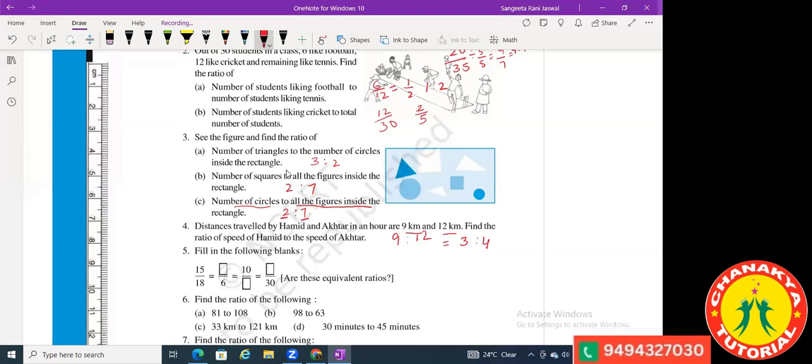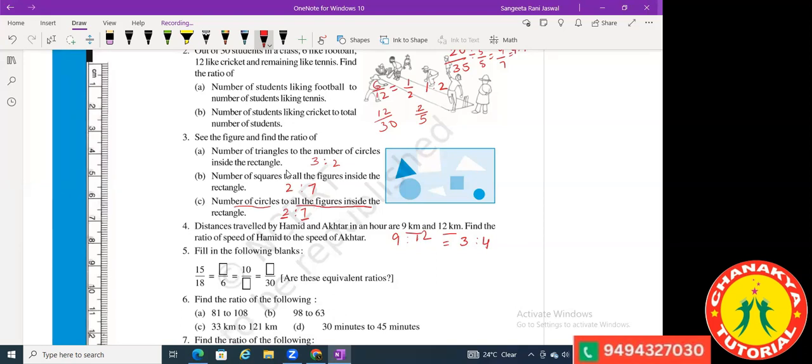Ma'am, okay. I have a doubt. Ma'am, do the ratios always have to be in the simplest form? It's better to bring it to the simplest form. Okay. It's not necessarily that it has to be in the simplest form, but it is always preferred.